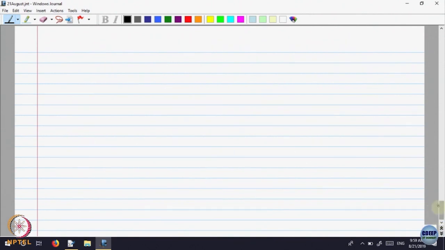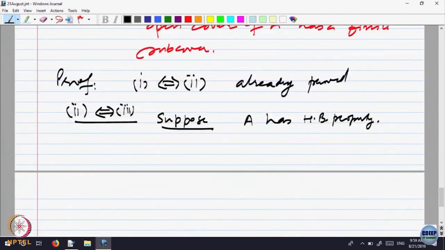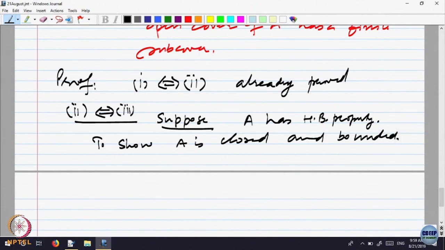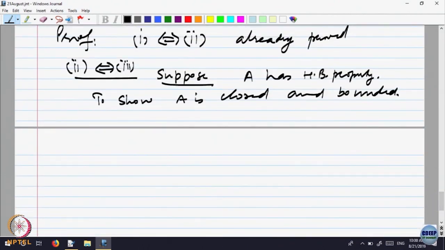Given any covering, it has a finite subcover. We want to show A is closed and bounded. So, let us first prove A is closed. It is bounded, either way it is okay. It is easier to show bounded, so let me just show that first. It does not matter actually, because both have to be shown. So, A is bounded.